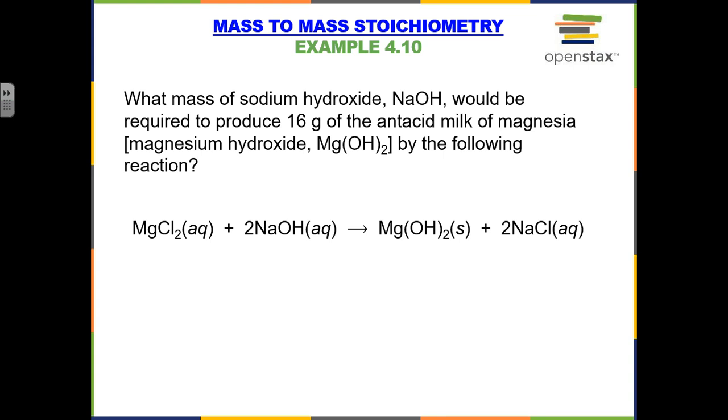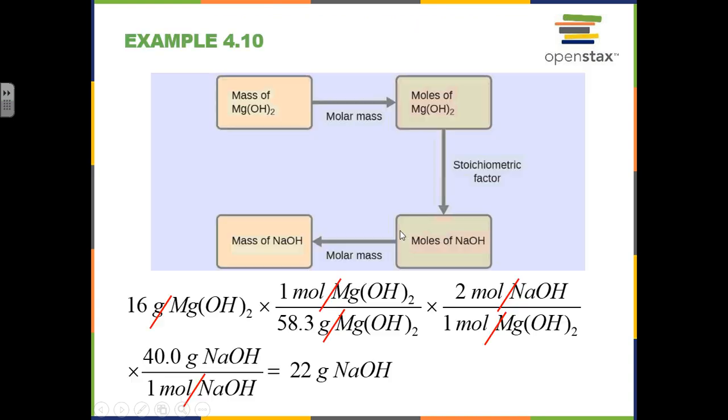Now this example is a little bit more involved because you're comparing mass to mass using stoichiometry. They're asking what mass of sodium hydroxide, NaOH, would be required to produce 16 grams of the antacid milk of magnesia, magnesium hydroxide, by the following reaction. So how much sodium hydroxide do you need to make 16 grams of this?